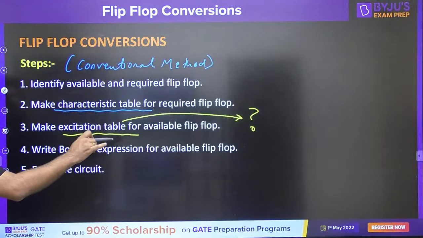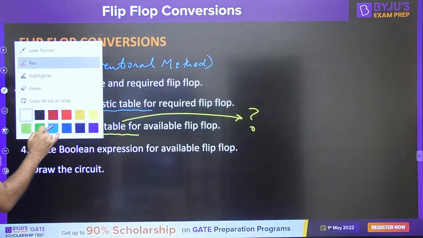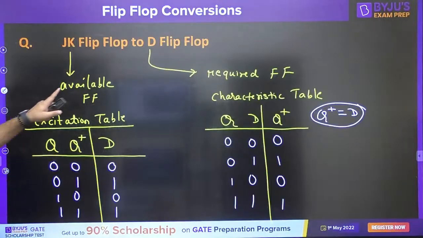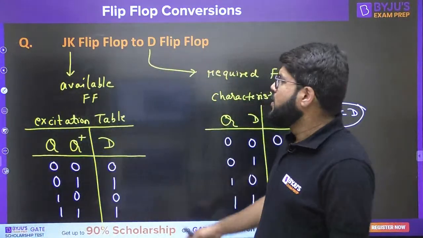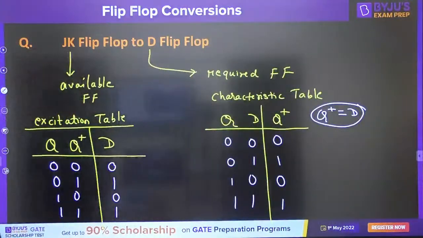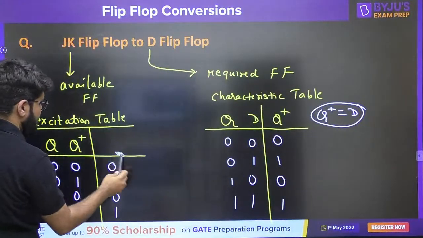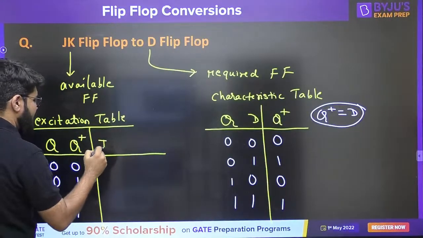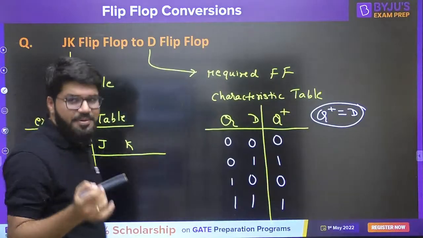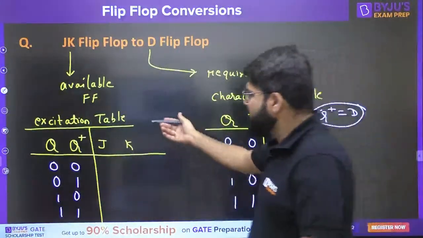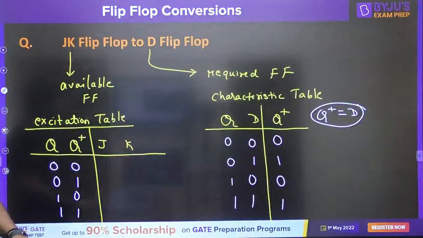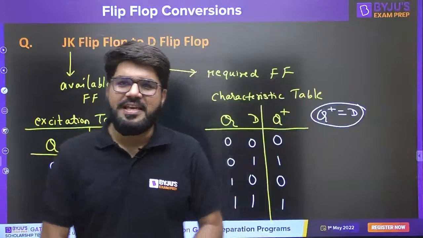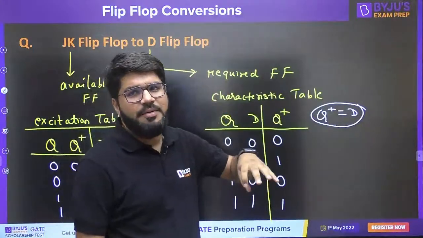Now I told you, write down the Boolean expression for the available flip-flop. What is the available flip-flop here? The available flip-flop is the D flip-flop. Sorry, the available flip-flop is the JK flip-flop. Sorry, guys. We have to make the excitation table of the available flip-flop, that is the JK. I'm sorry for a moment. We have to make the excitation table of the JK.